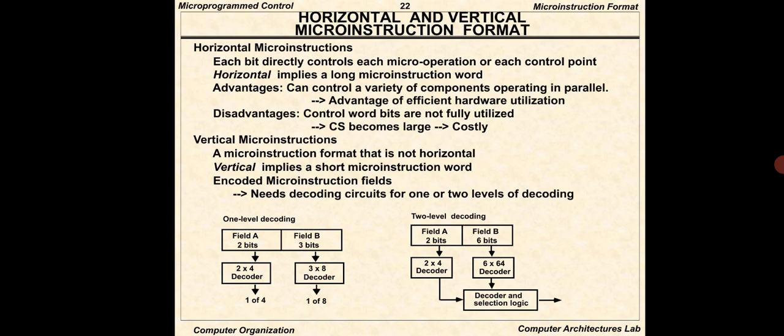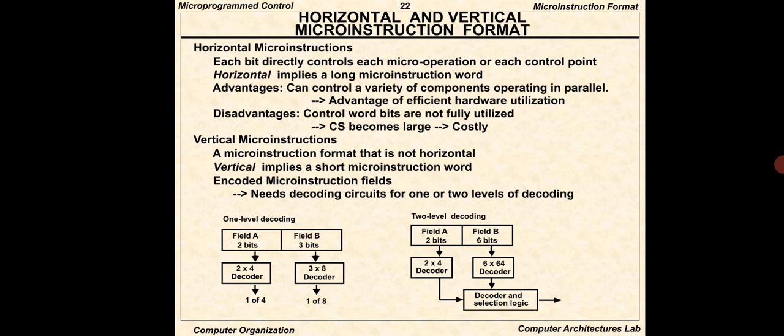Whereas coming to the advantage of this horizontal micro instruction format, it executes the branch, the condition, and generates the address, everything in parallel. So the advantage is efficient hardware utilization; I can utilize my hardware efficiently.